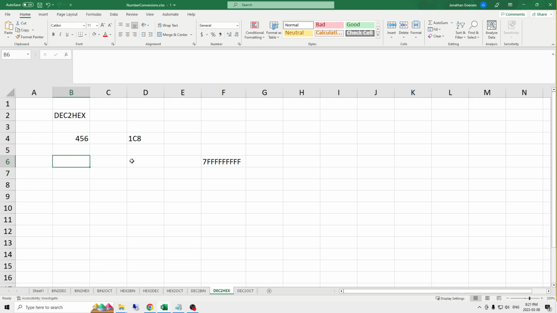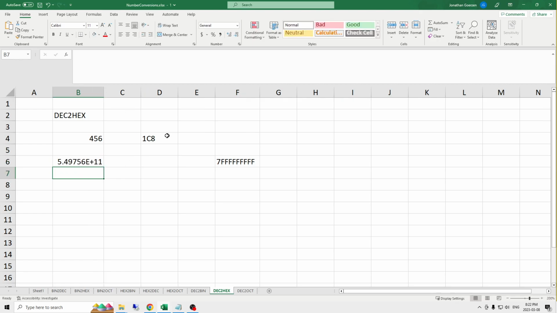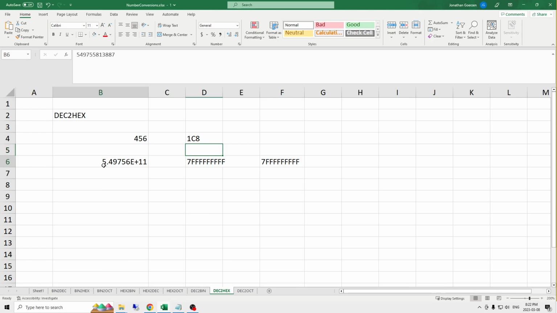Now, in decimal, that number is 549,755,813,887. And now let's see if I got that right. It doesn't even like holding it in decimal. There we go. We'll just expand this out, convert it to a number, and remove the decimal places.